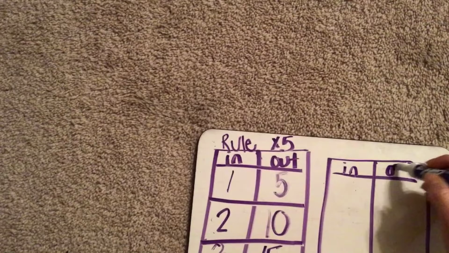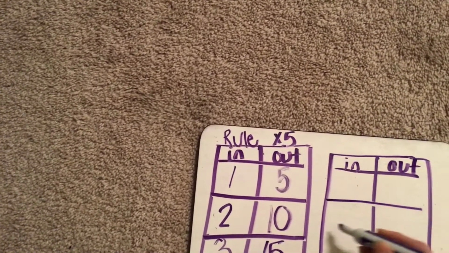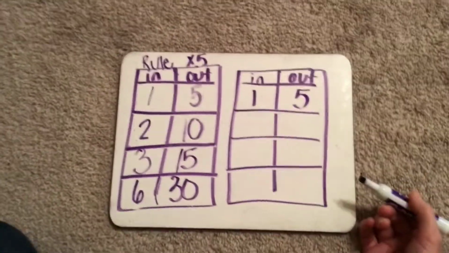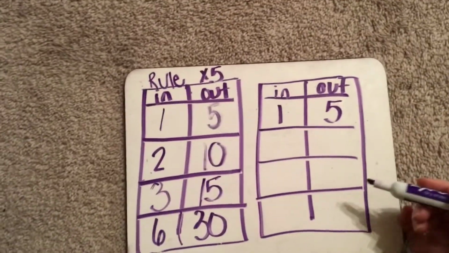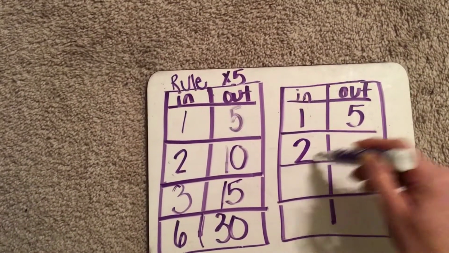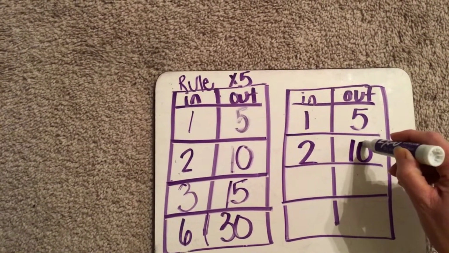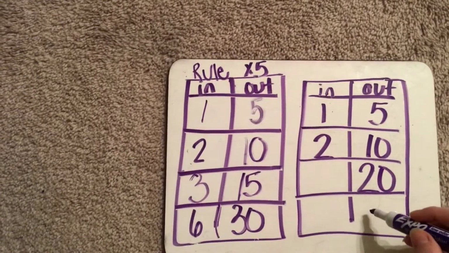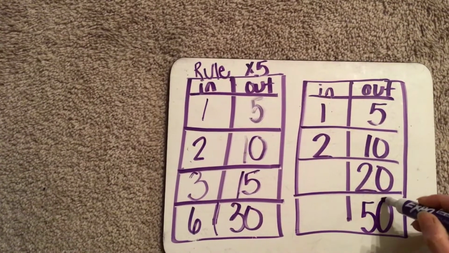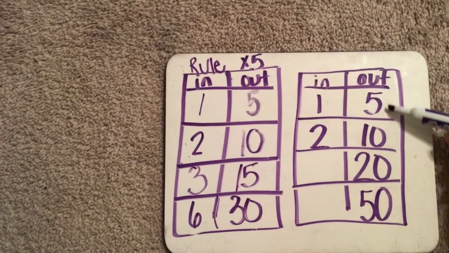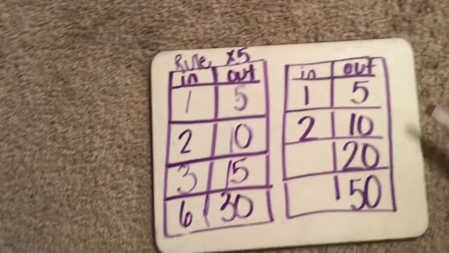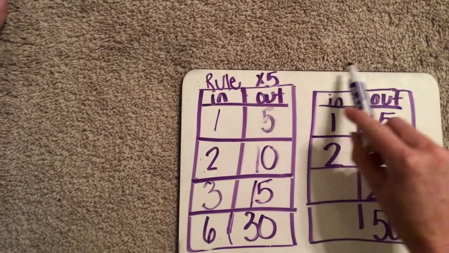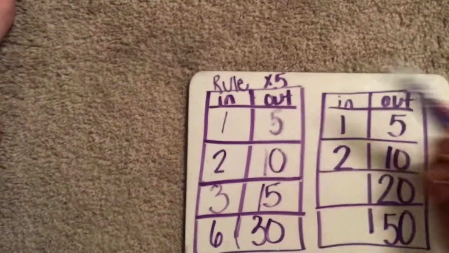You got it. In and out. I'm gonna have my 1 and a 5. Sorry, let me adjust my video. 1 and 5. 2 and 10. 20 and 50. Well, I have all of my outs. My rule is still times 5 because whatever I put in, I multiply it and get the same thing out. So it's still times 5.